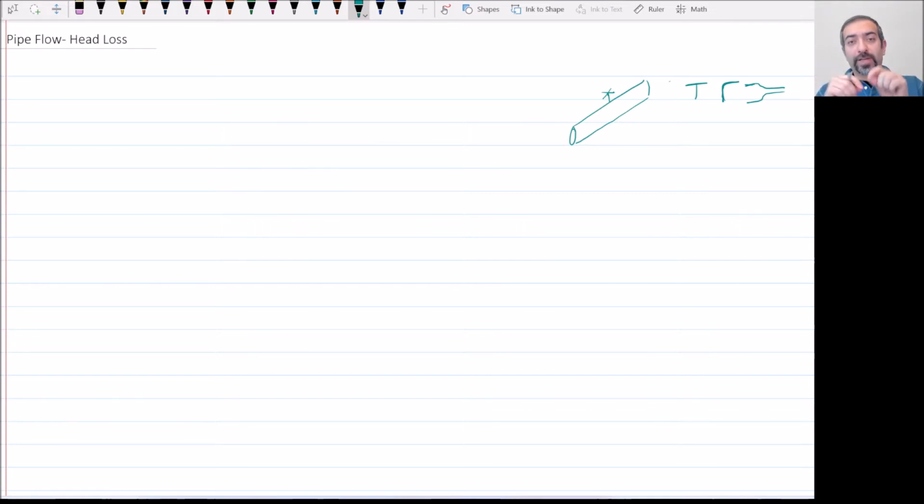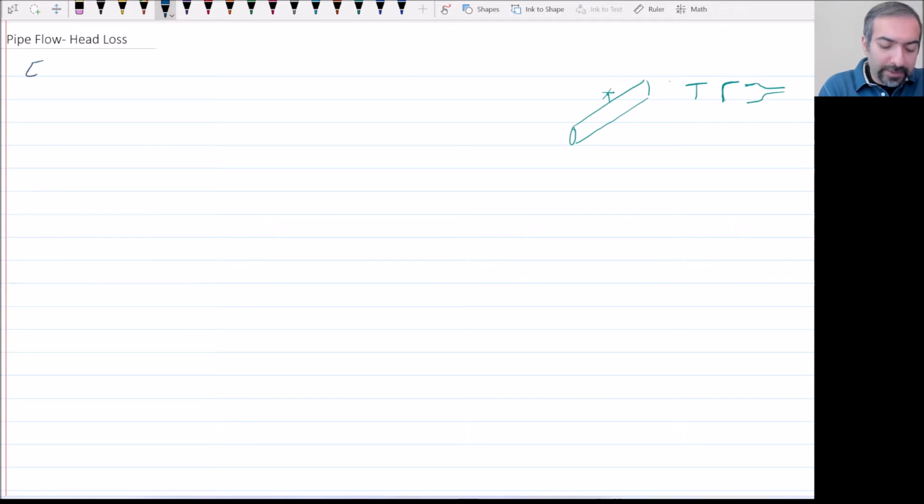But as soon as we introduce a valve or any non-uniformity in the cross-section of the pipe, there are additional losses because of this non-uniformity and the effect that it has on the flow field. These losses will be introduced. Let's start from the energy equation.